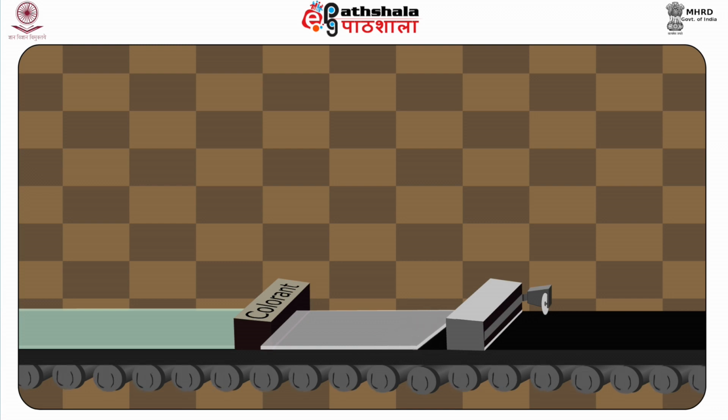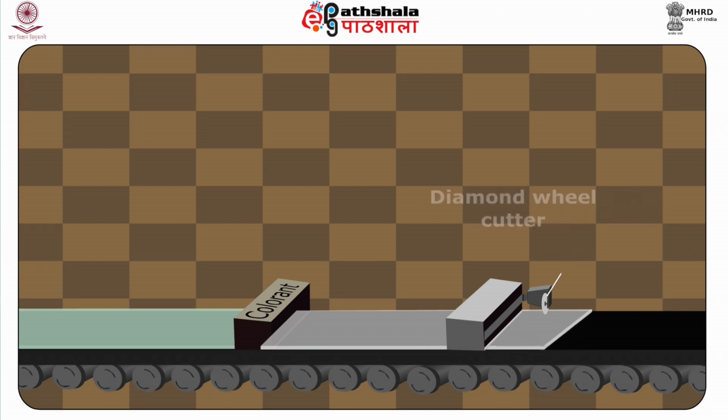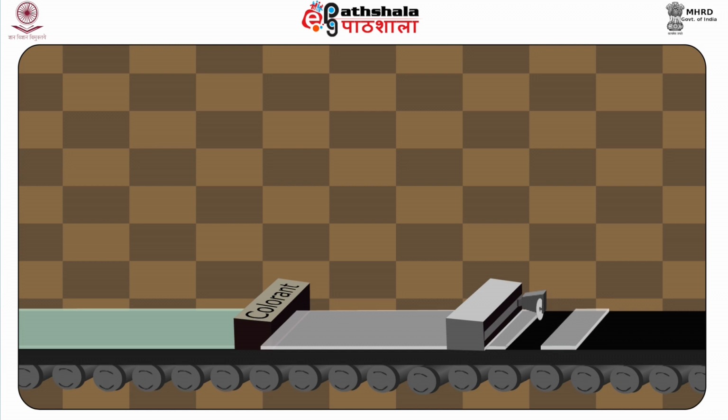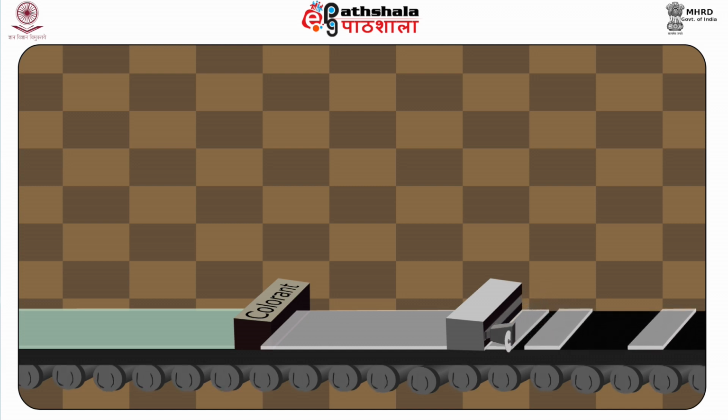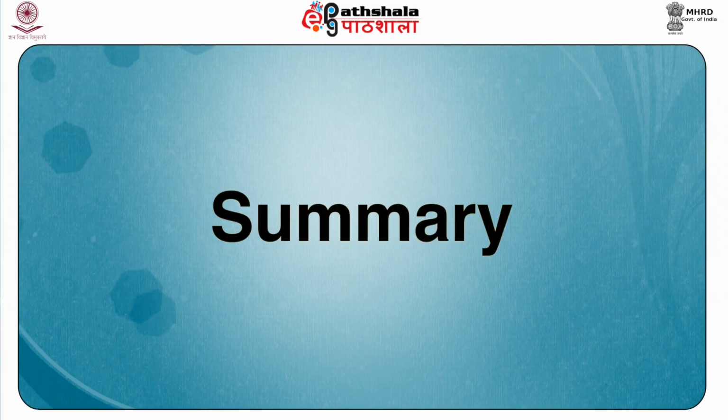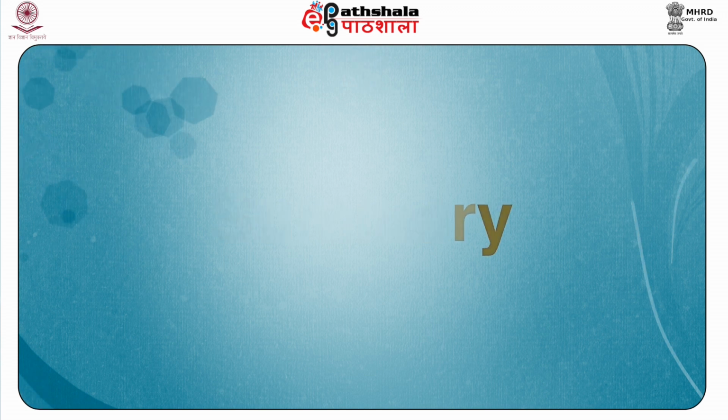The last step is that of cutting. The final stage of glass making is cutting, in which diamond wheel cutters are used to cut the glass made to the required size. Customer requirements are fed into the computer to find out the best way to cut the glass to avoid waste. Let us now summarize what we have learned in this module.